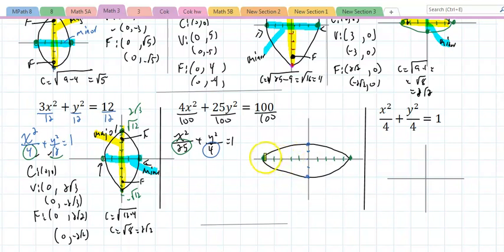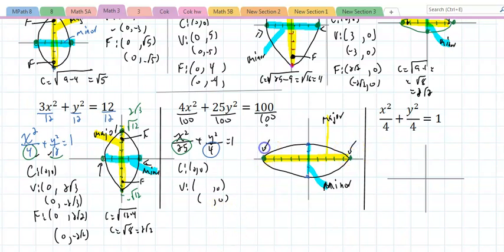So what this tells me, here's the major axis. Here's the minor axis. And the center is at 0, 0. That's simple. I could see that. The vertices are at, and what do we notice? Those endpoints, basically, right there. What is the square root of 25? 5 and negative 5.